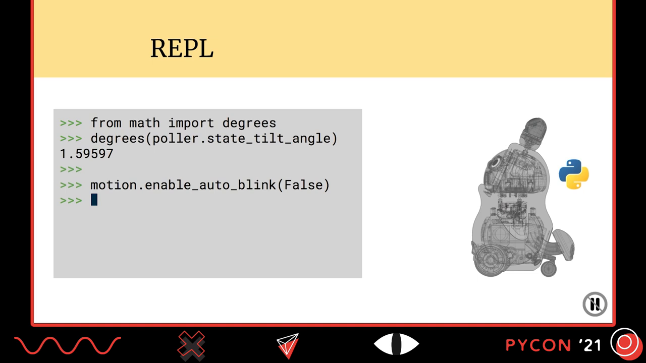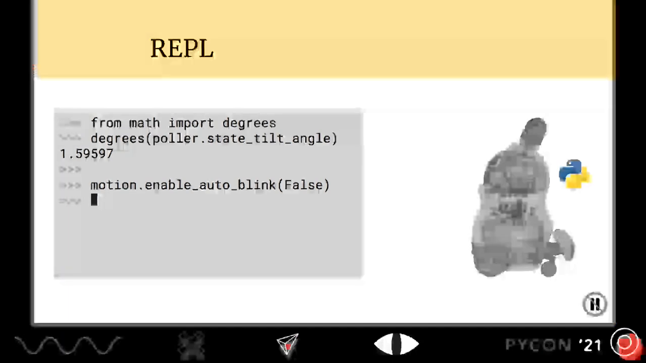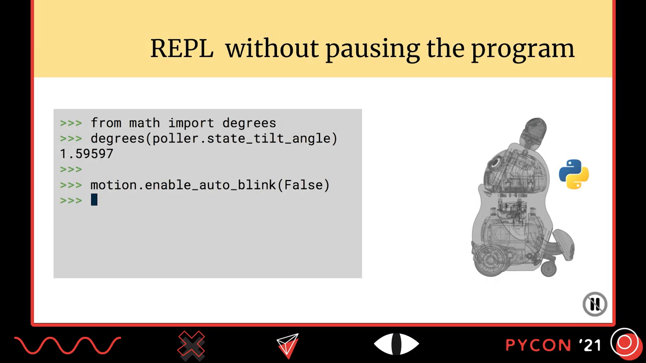REPLs are nice because you can just make these general queries. They don't require lots of upfront development and thought for what you want to display and how you want to display it. But again, really, in my case, I don't want to stop the robot to execute these statements. So, all right, let's just wave our hand and say we can have a REPL like this without pausing the program.